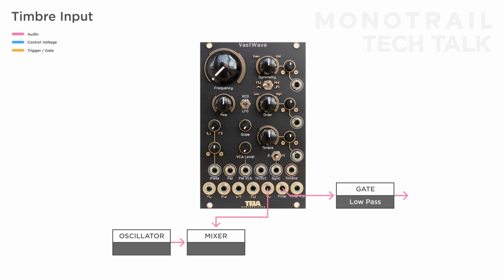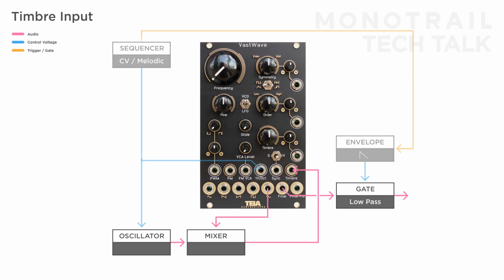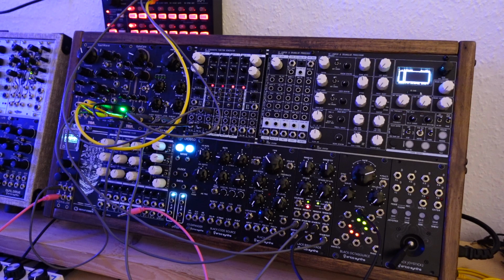Use a mixer to mix the second oscillator with an output of the VastWave and send the mix to the timbre input. When making drones, you can use a voltage-controlled mixer or VCA to control the amount of second oscillator to the mix. But this trick also works great in a simple melodic voice. In that case, make sure to send a 1 volt per octave signal to both oscillators.